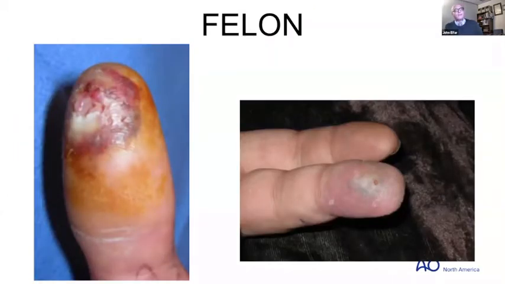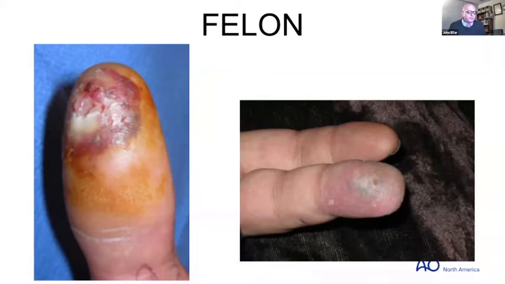Next, we're going to talk about a very common infection. This is called a felon. 15% of all hand infections are felons. These are subcutaneous abscesses in the distal pulp of the digit. The swelling does not usually extend proximal to the distal interphalangeal joint flexion crease.